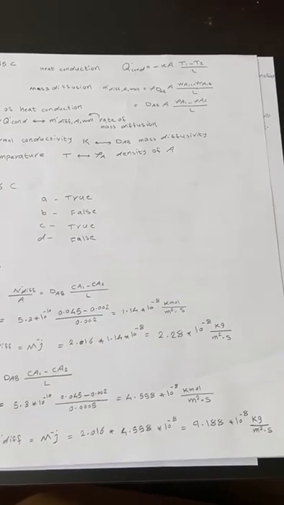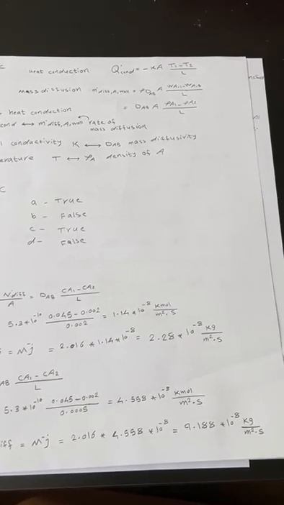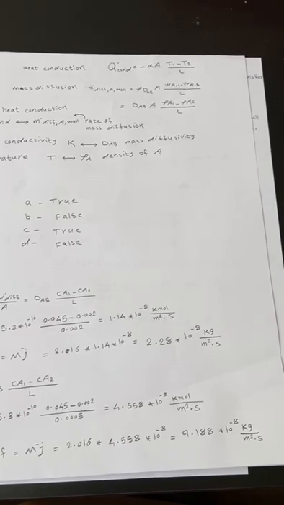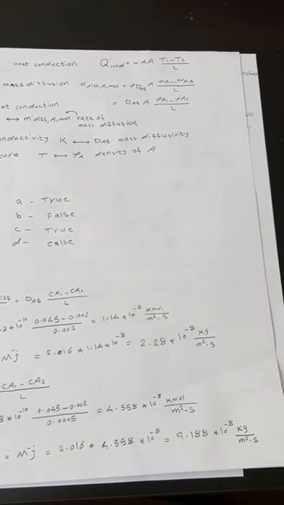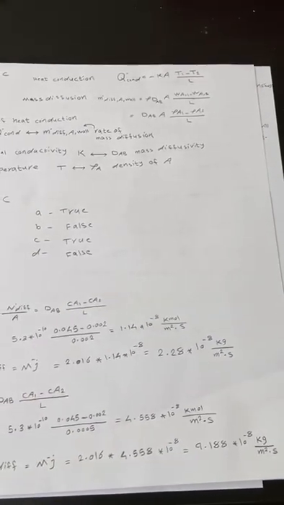1456 is the true-false question: A is true, B is false, C is true, and D is false. So I'm not going over them because it is time consuming.